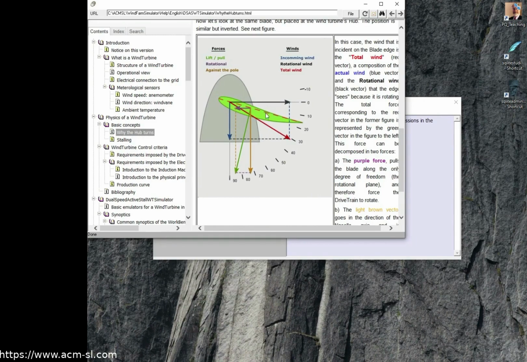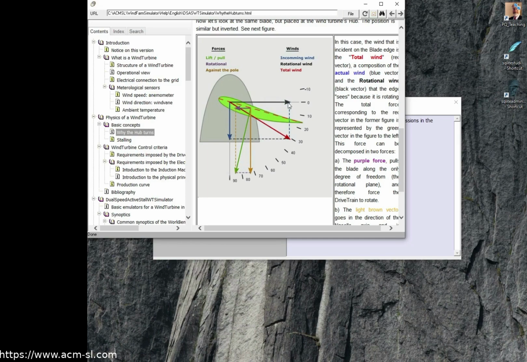The blade can rotate around the axis that passes through the point where it is attached to the hub, and comes out of the paper. This is the angle of pitch. The hub can rotate too, so that the blade rotates in a plane perpendicular to the figure, and it passes through the horizontal line indicated by the black vector. This black vector corresponds to the incident wind on the edge of the blade, due to the rotation of the hub. This situation is totally similar to the previous one, with the airplane wing.